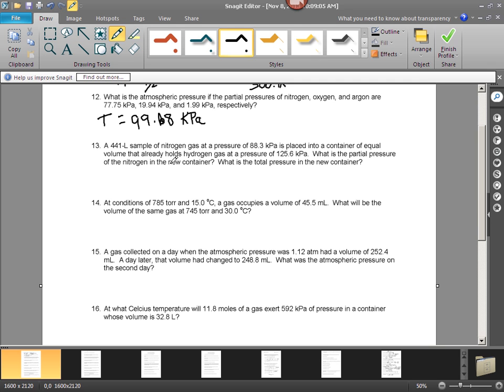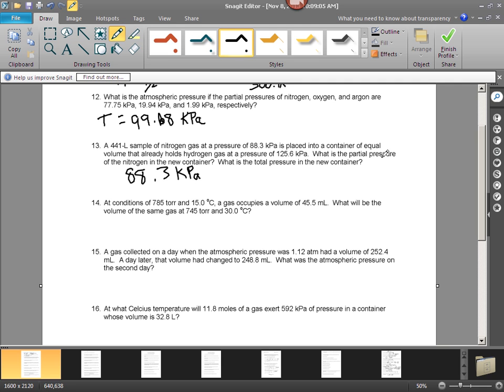Partial pressure problem, but it's worded a little bit different, so it takes a little bit of talking about. You have a sample of nitrogen gas, and it's in this volume of a container. Gases always have whatever volume the container they're in. And the pressure is 88.3. If you're placed into the same sized container again, you still have that same pressure. It doesn't change. It already holds hydrogen gas at a certain pressure, but regardless, the partial pressure in the new container is what it came in with, or that 88.3 kilopascals.